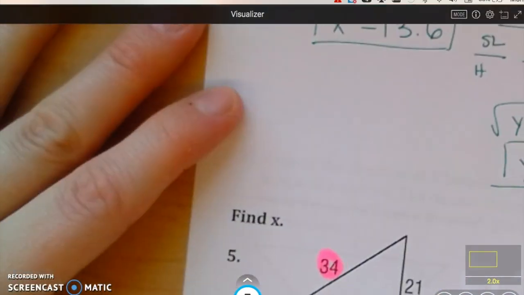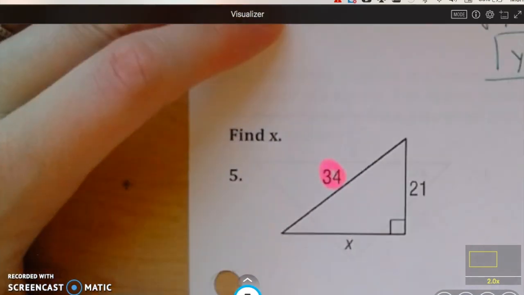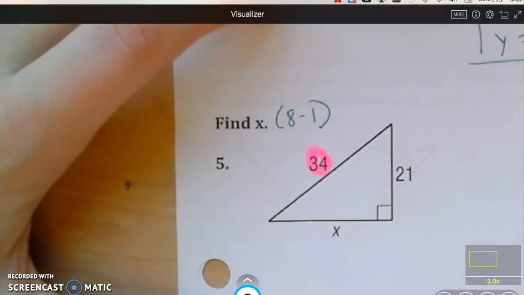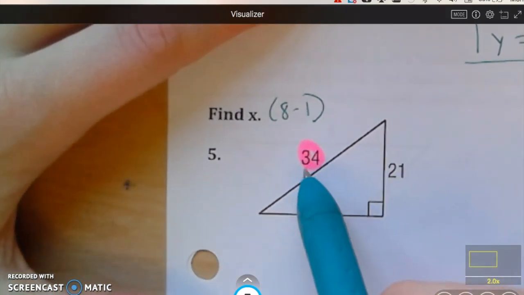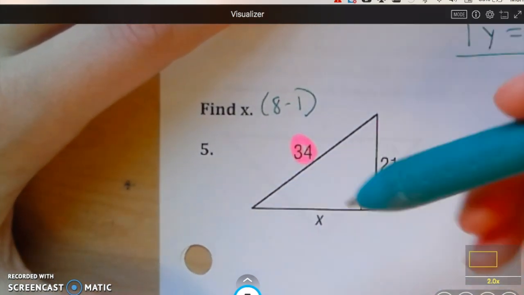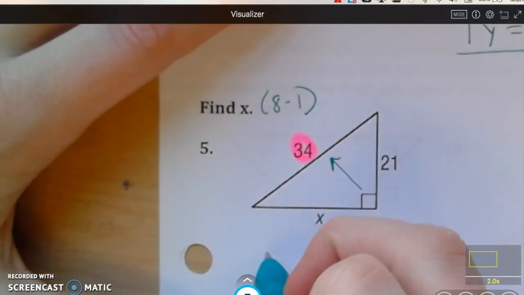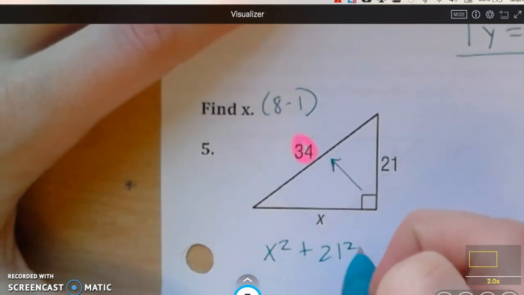Let's go and talk about number 5. This is when you're using the Pythagorean theorem, which is section 8.1. You always want the hypotenuse to be by itself. Hypotenuse is always across from your right angle. So when I set up my Pythagorean theorem, I get x squared plus 21 squared equals 34 squared.